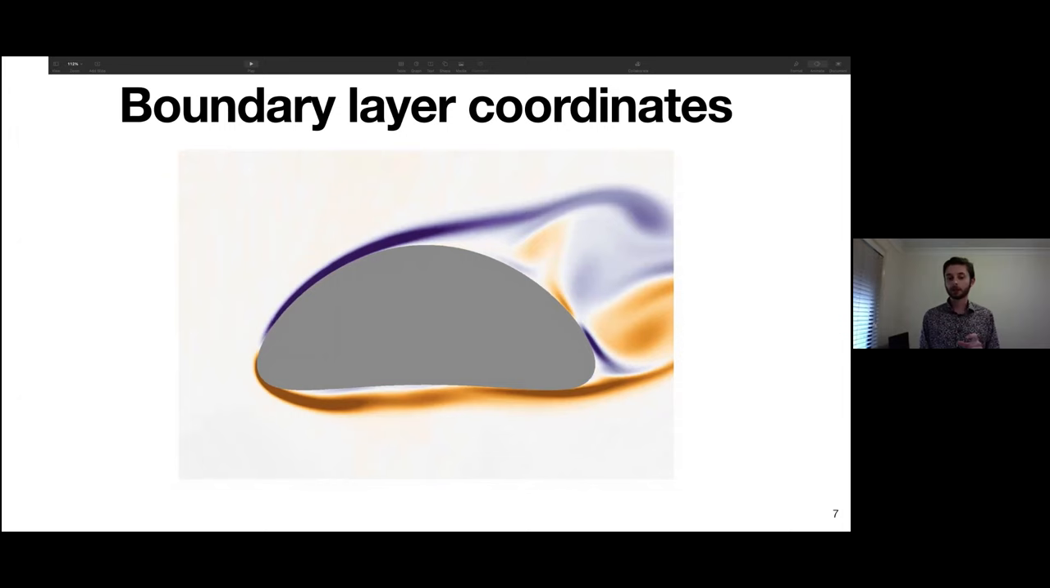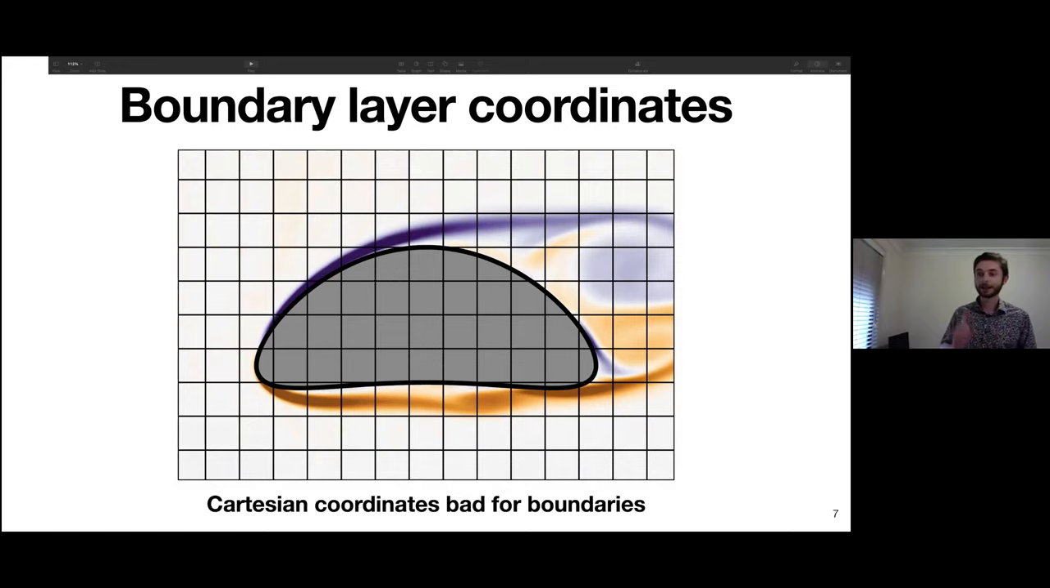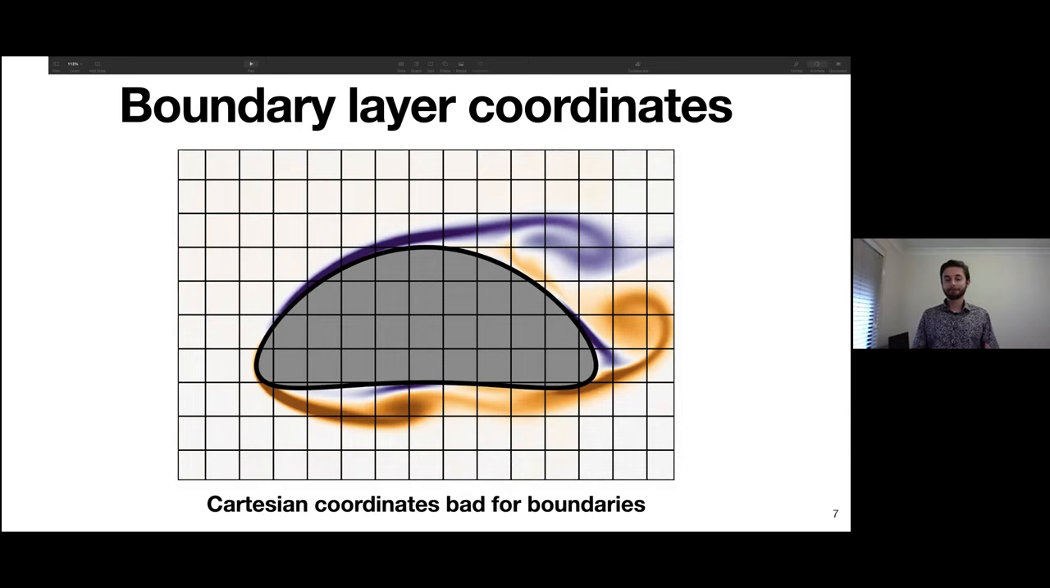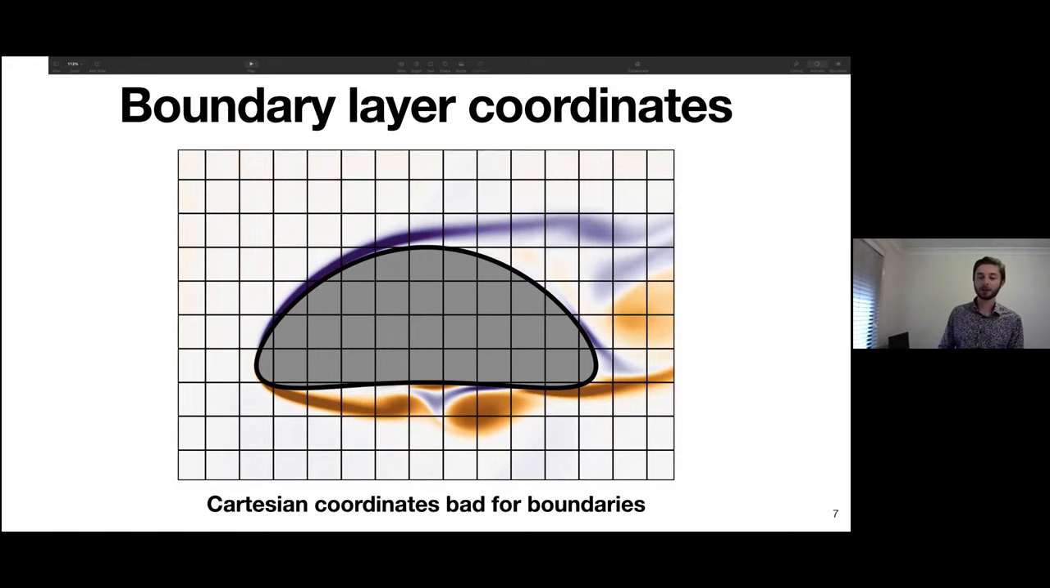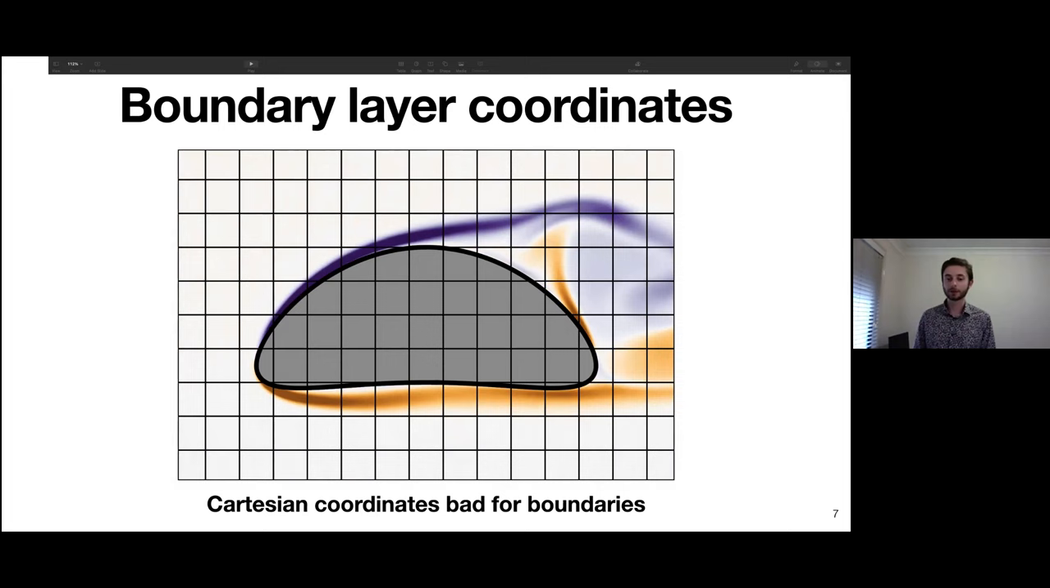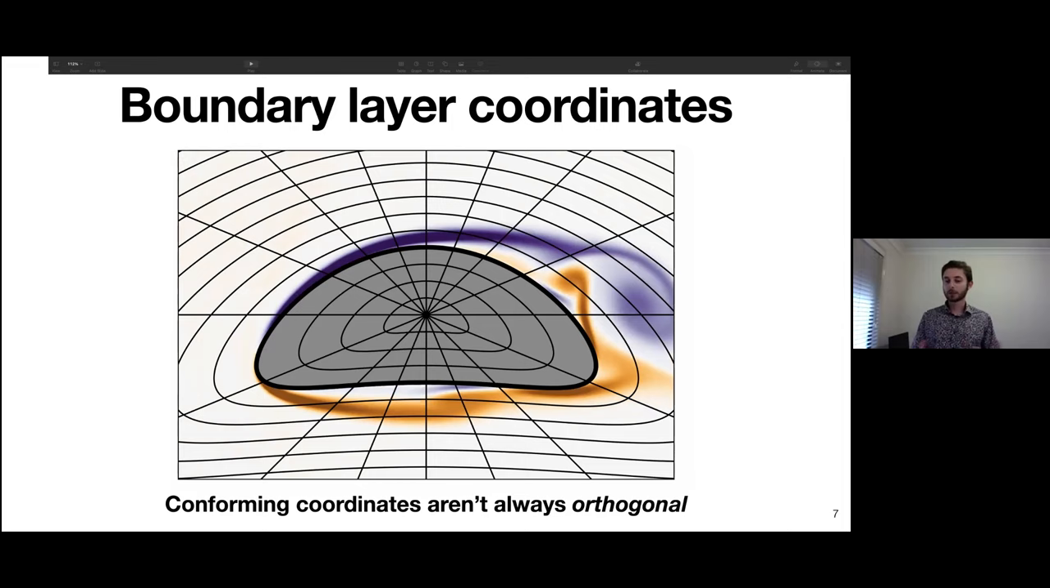In order to do that, we need a good coordinate system. So the nicest coordinate system is Cartesian coordinates. We would like to use that, but for the analysis, it's not so helpful. Cartesian coordinates aren't very useful for the boundaries. So what we want instead when we're analyzing the equations is something that will conform to the boundary. But in general, most coordinate systems aren't going to align with the boundary. If they align with the boundary, they're not orthogonal.